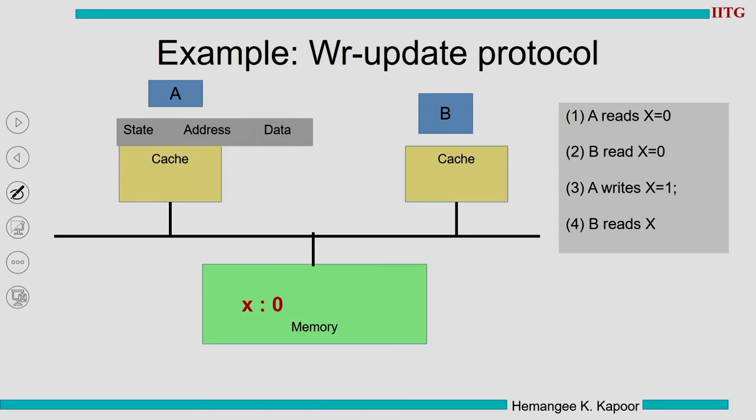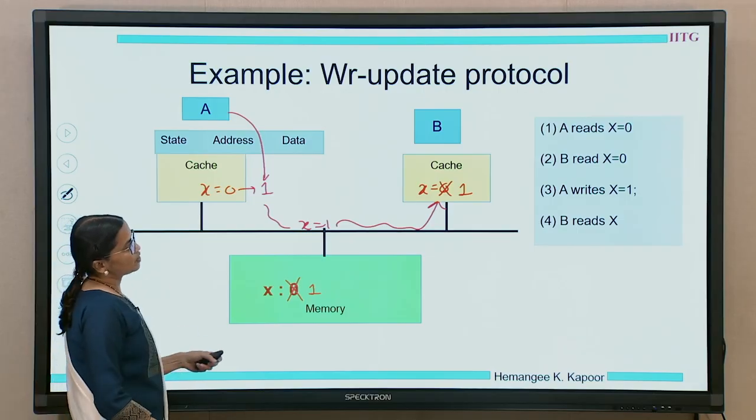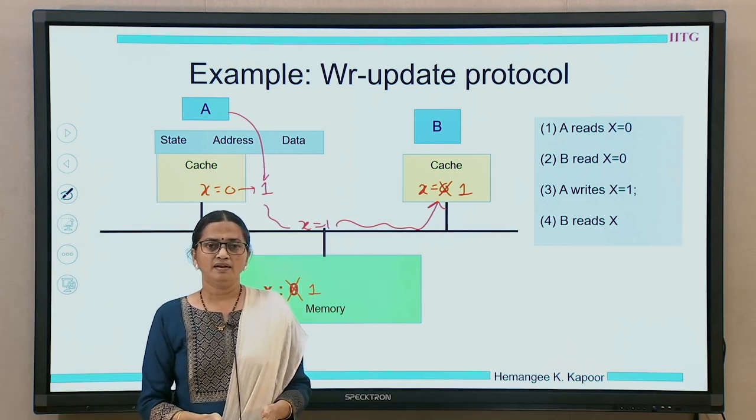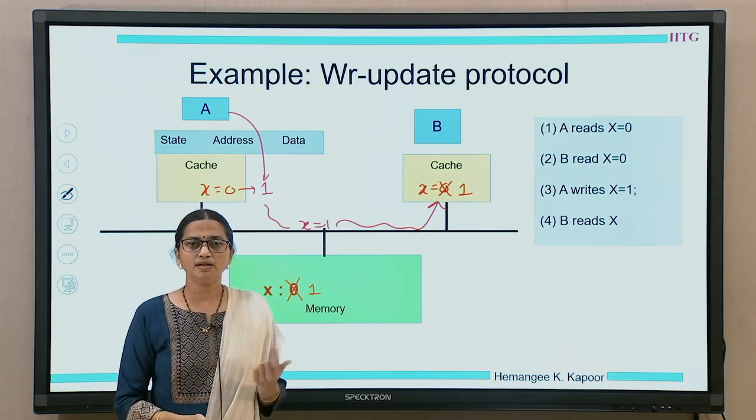Okay, so we'll again redo the example with the write update. So here what happens? X equal to 0 comes here, X equal to 0 comes here in the first two steps. Now when X is made 1, A makes X equal to 1, it doesn't remove that copy, but rather it sends X equal to 1 as a message here, so that this one updates its value to 1. And similarly, it's also possible, depending on the protocol, that the memory can also pick up the new value. So with the write update protocol, all the sharers as well as the memory will have the most recent value. Okay, so this is how a write update protocol will maintain coherence.